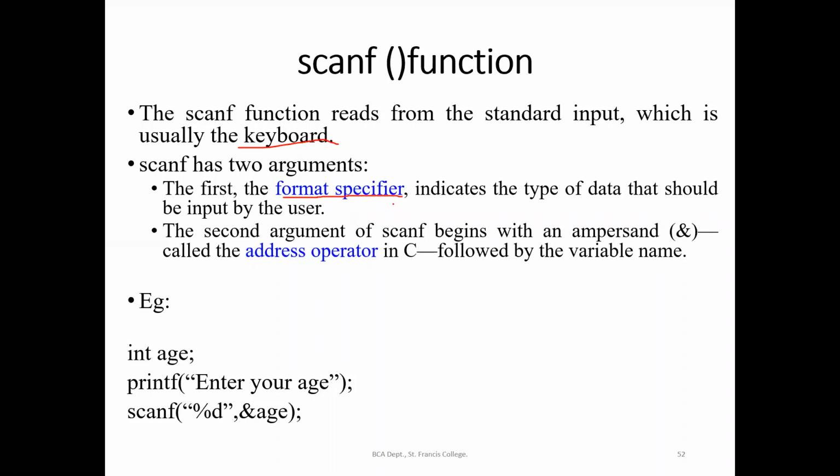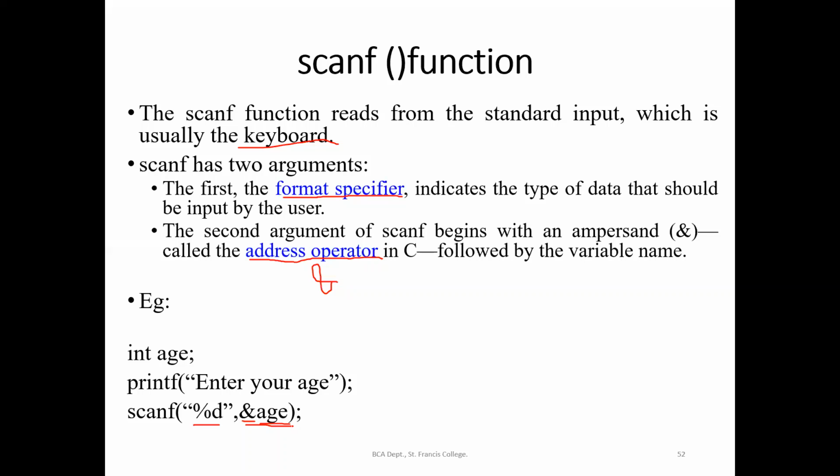The format specifier will be the first argument. The second argument will be our variable, but the variable name should be preceded by an address operator. That is, it should start with an address operator, which is known as ampersand. So ampersand is our address operator. We will be making use of an address operator before the name of the variable. So for scanf also we have two arguments: one will be the format specifier, and the second one will be our variable name starting with an ampersand symbol.